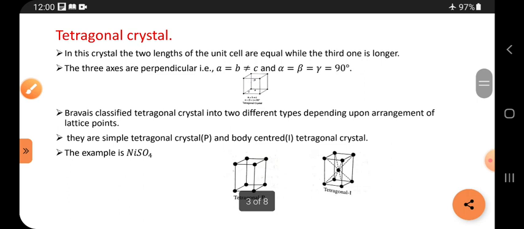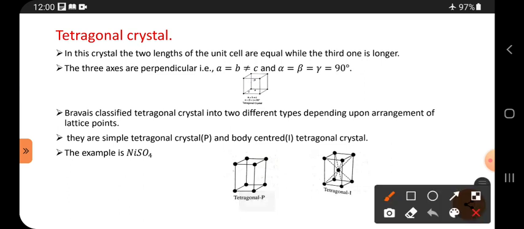Next, the second crystal is the tetragonal crystal. In this crystal, two lengths of the unit cell are equal, only two lengths are equal, while the third one is longer.